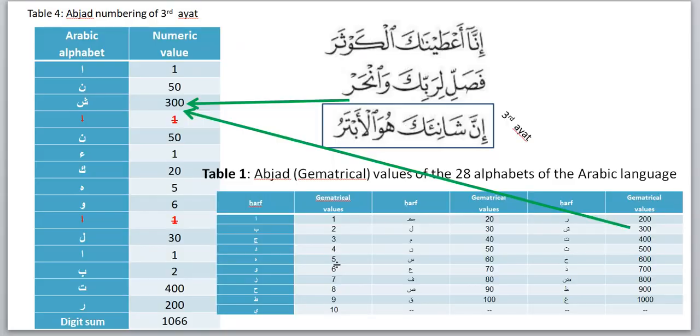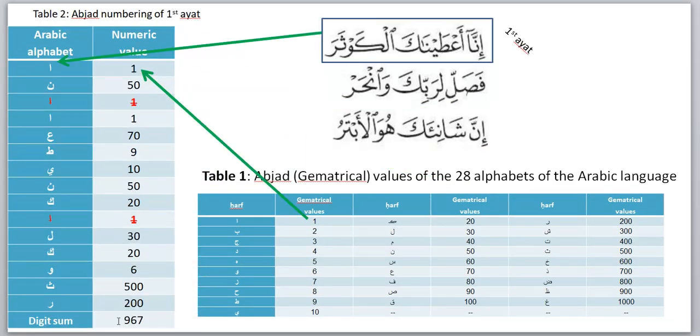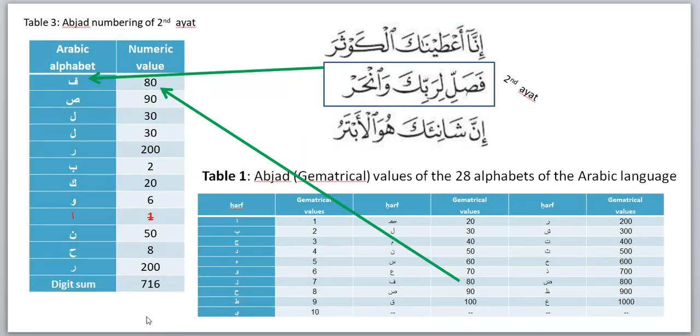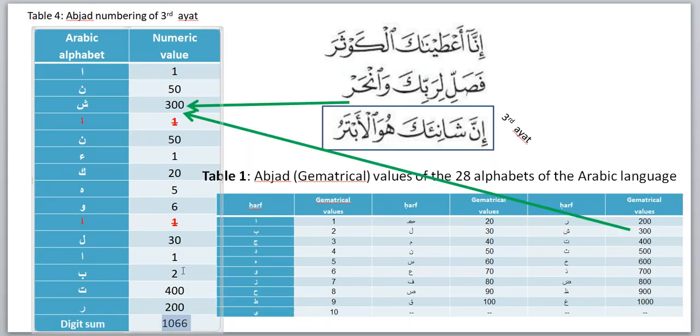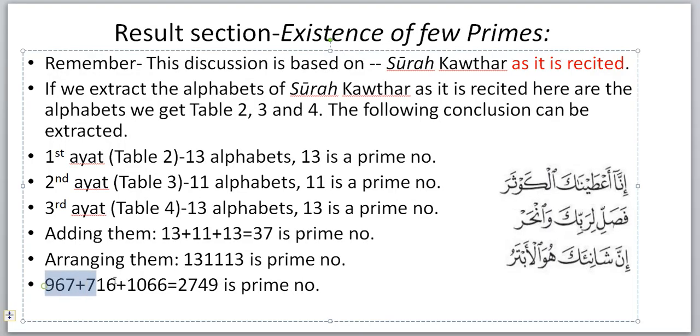Another fact is that if we add the digit sums, that means of 967, 716 and 1066, if we add these digit sums, we will get 2749. And interestingly, this is also a prime number. So we see that 1, 2, 3, 4, 5, 6 prime numbers exist, interestingly, in this case, as we have explained.